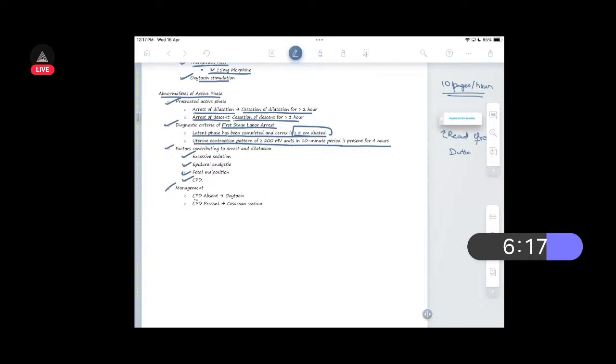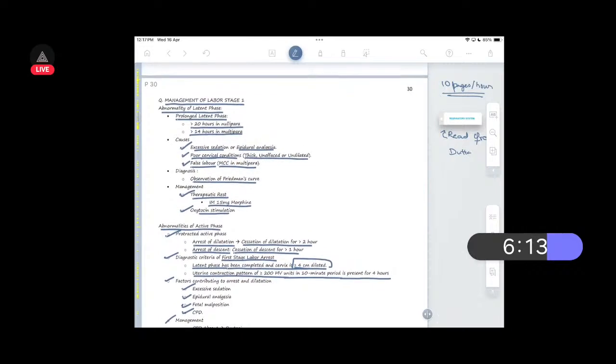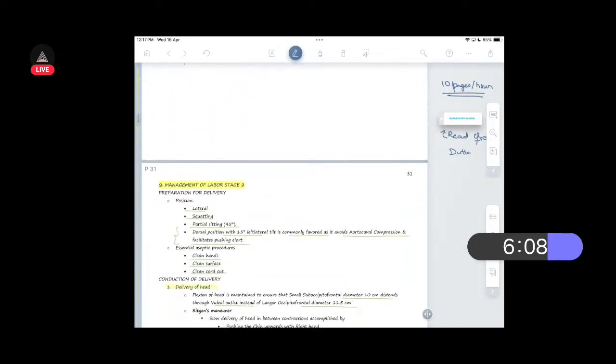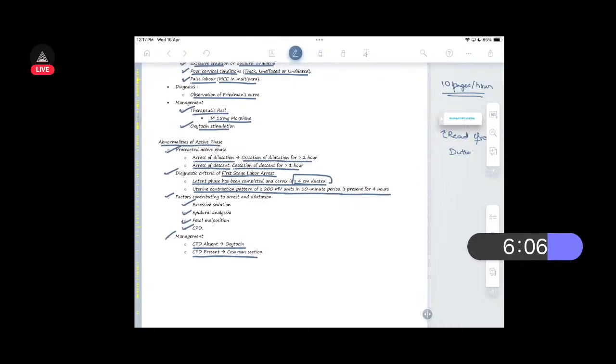Management: if cephalopelvic disproportion is absent, you provide oxytocin. If it is present, you do a cesarean section. Cephalopelvic disproportion is one of the most important indications for cesarean section.